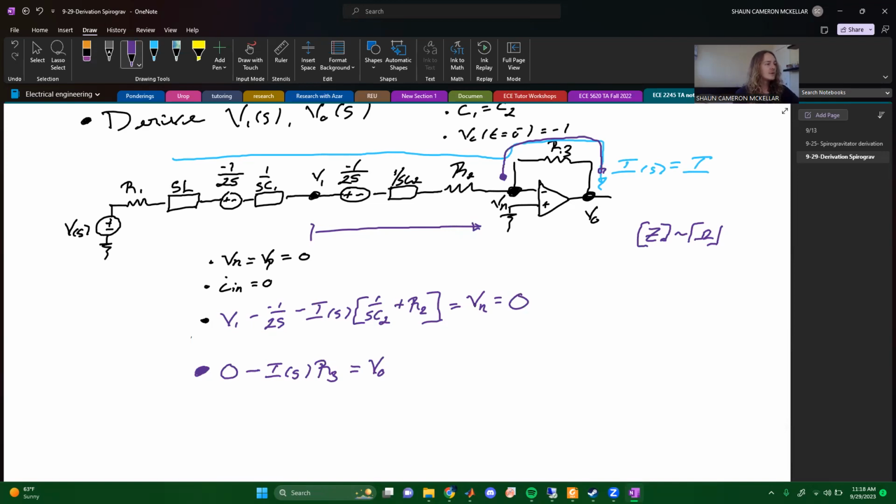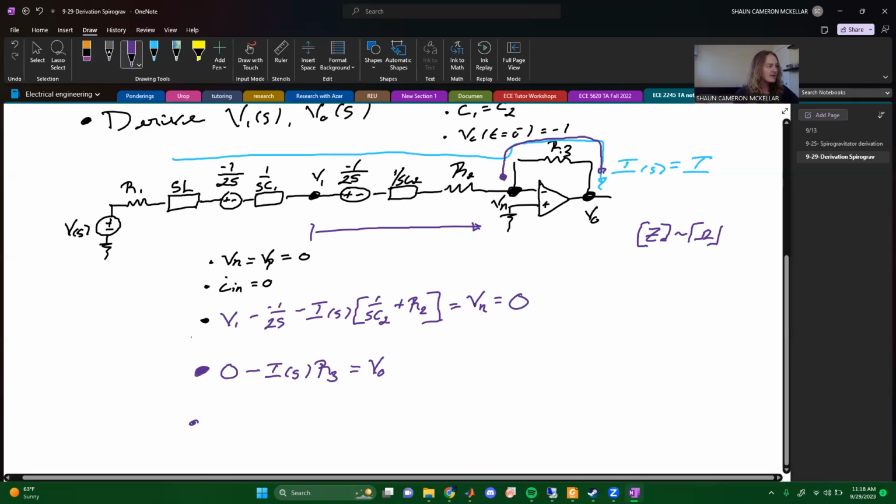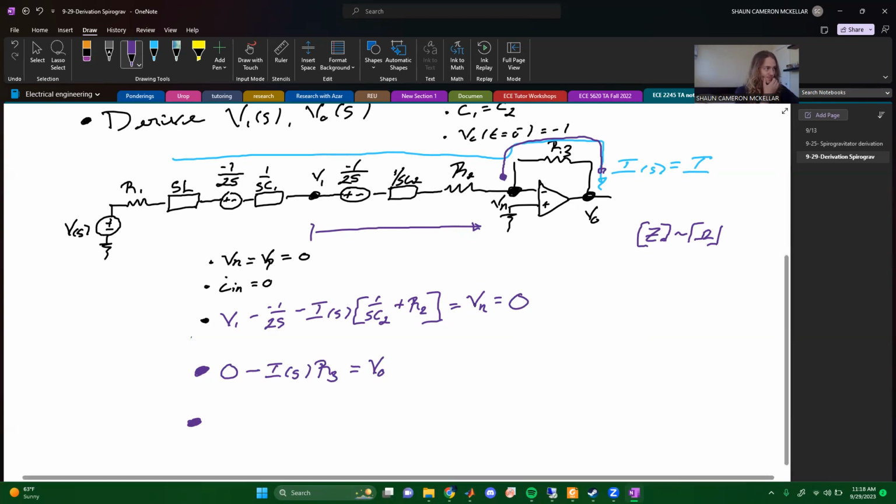So we have these two equations for the terms we're looking for, V out and V1, but we don't know what I of S is. So we can find it by coming up with a third equation, because we have 2 equations and 3 unknowns. So how can we find I of S?